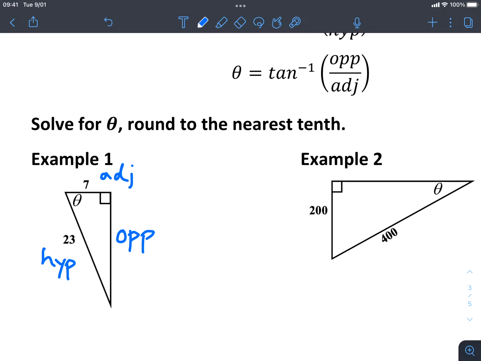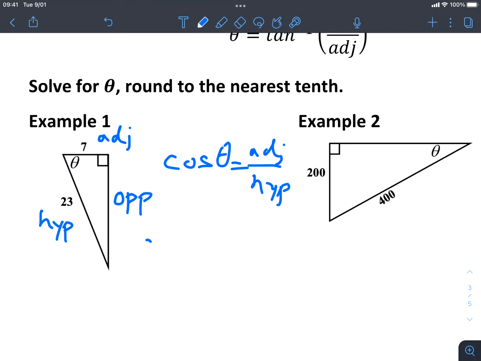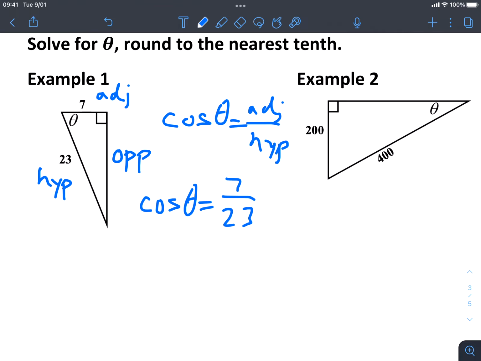So normally I would say the cosine of my angle is equal to adjacent over hypotenuse. Then I would take my numbers that I'm already given and say it would be 7 over 23. Now, I don't know what my theta is, but I can find my angle measure by finding the inverse cosine of 7 over 23. So I'm essentially swapping the place of the ratio and the theta and using my inverse function.